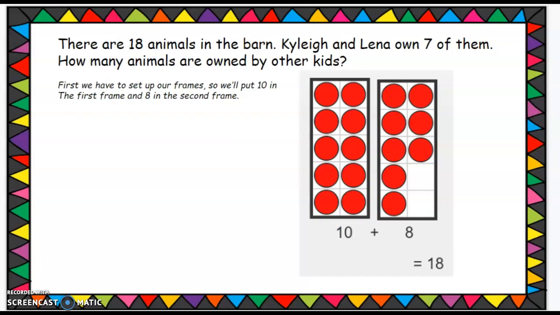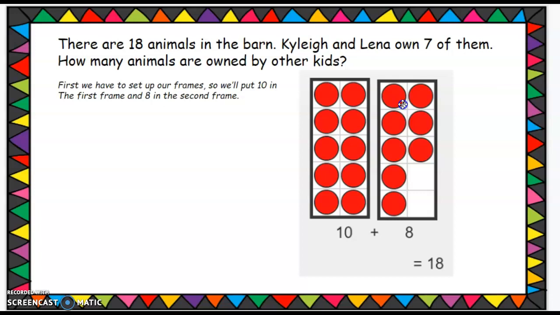Let's look at this problem. There are 18 animals in the barn. Kylie and Lena own 7 of them. How many animals are owned by other kids? So first we have to set up our tens frames. We've got 2 sets of 10, right? So there are 18 animals. Here's 10 and here's 8. All together we have 18.